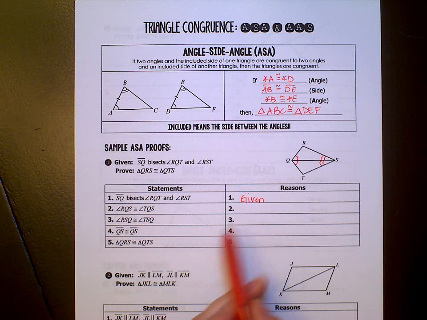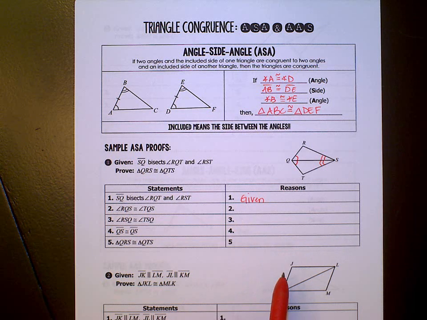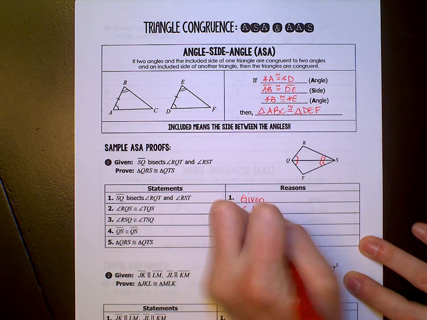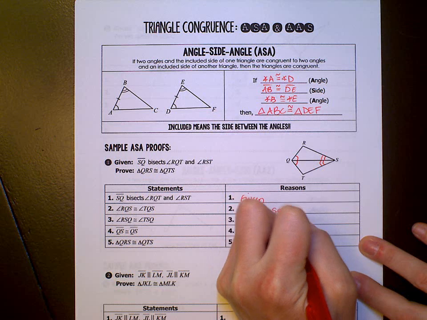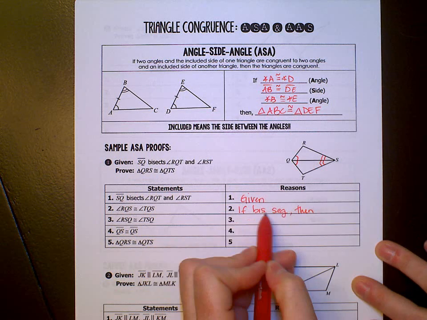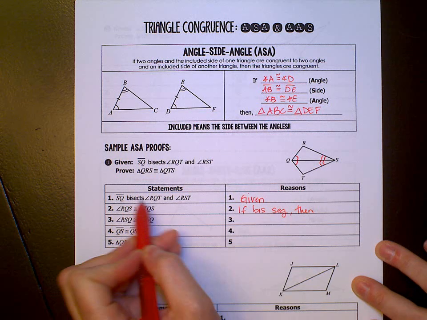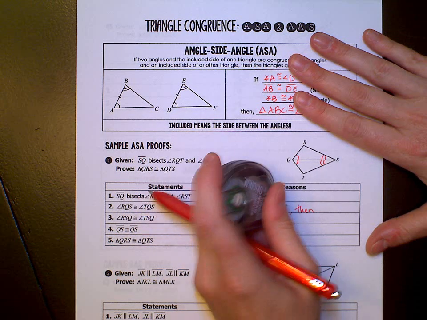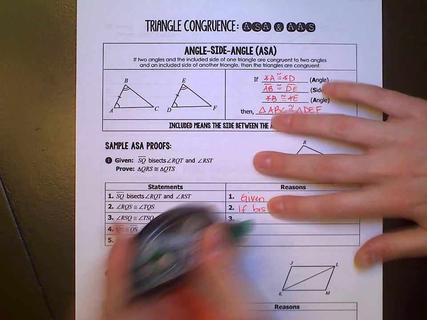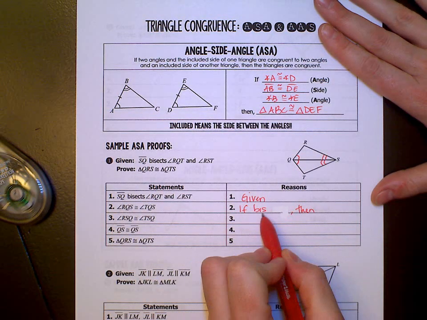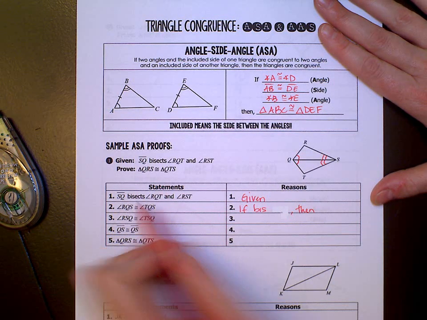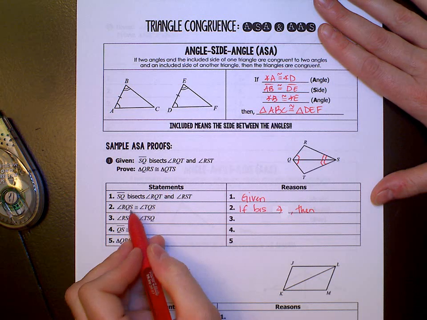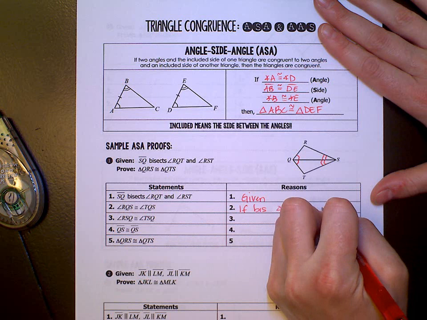Okay, so the reasons for these are going to be the same. If you bisect a segment, then, so what did we have? We had an angle, oops, that's wrong. We bisected an angle. See, this is why I go back and double check that I'm using the right words here. So what did we have? We had an angle bisector. So if you bisect an angle, then what did I get? Two congruent angles.